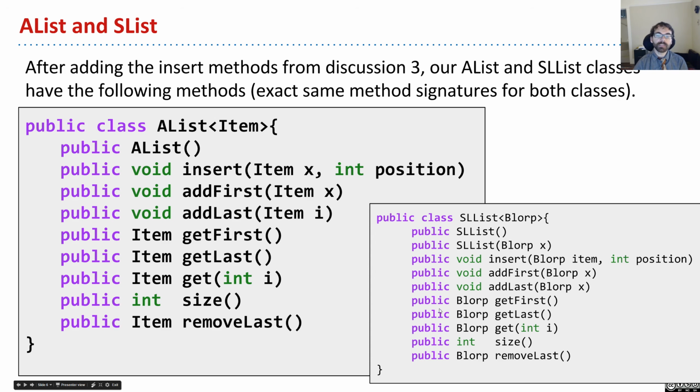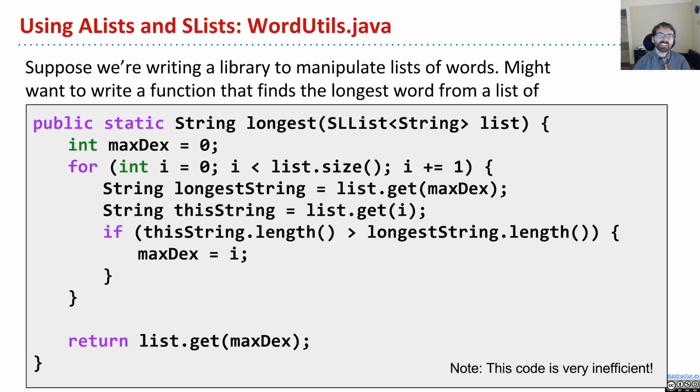Okay? So given these classes, we now want to try and actually use them to do stuff. So what's something we might want to do? Well, let's make a little tiny pretend problem, which is that we want to build a library to help other people process lists of words. So maybe we want to write a method that takes a list of words and finds the longest word and returns it. Now this code right here, it does not actually matter what it says. Don't worry about reading the implementation here. Just trust me that it works.